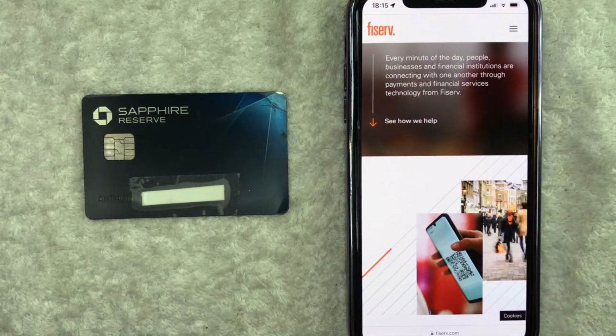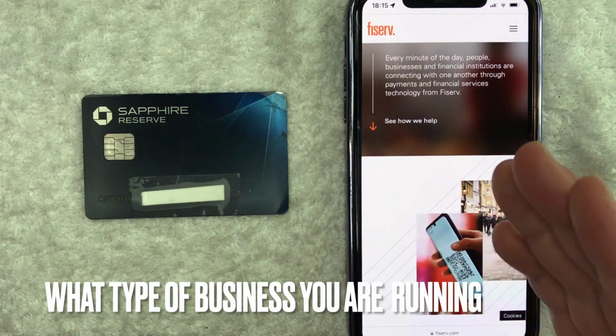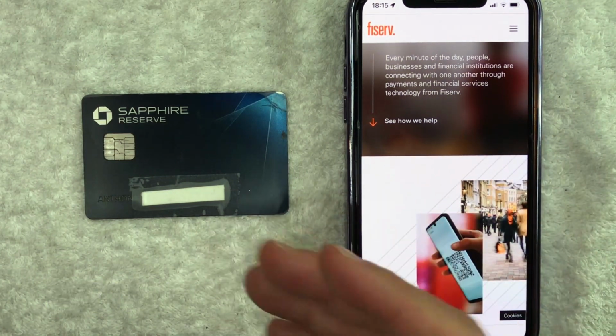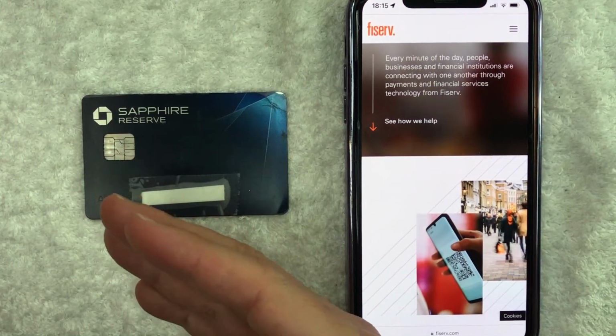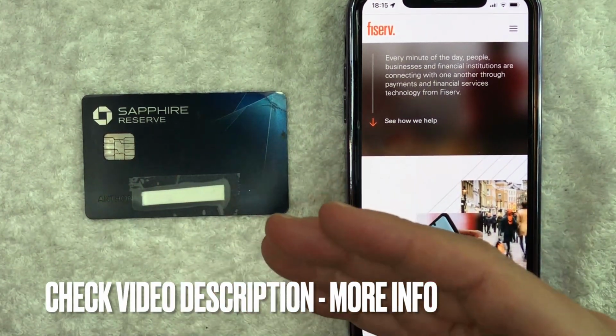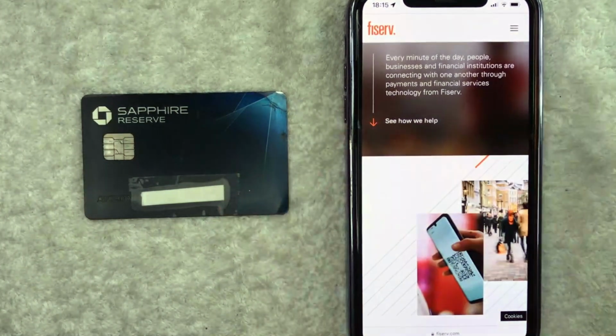So the first thing you want to consider if you want to know how to accept credit cards is what type of business you're running. For example, if you're running a restaurant, the way that you are going to accept credit cards is going to be a lot different than if you are selling digital products online. And also it's going to be a lot different if you provide a mobile service-based business. So there's basically three different ways you can accept credit cards.